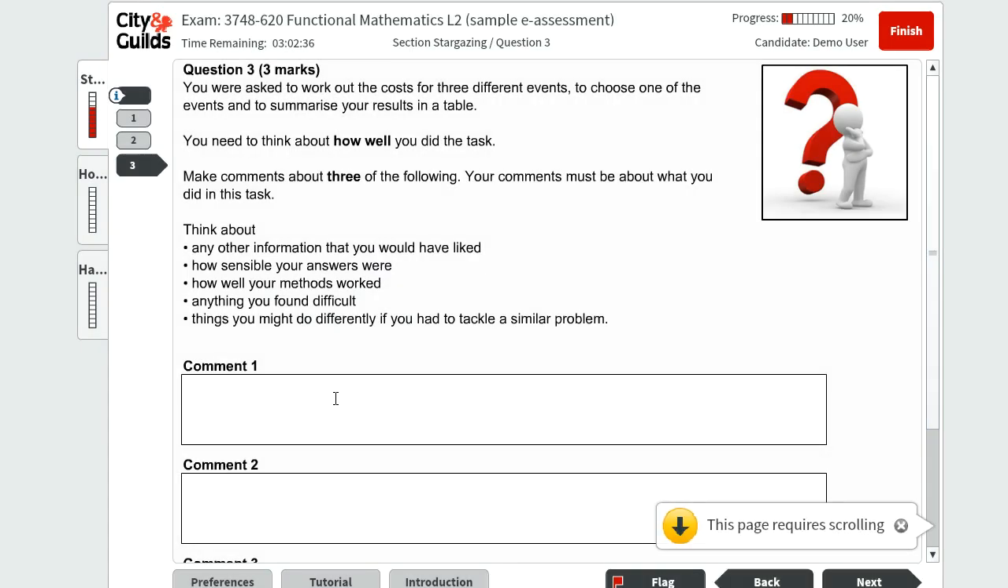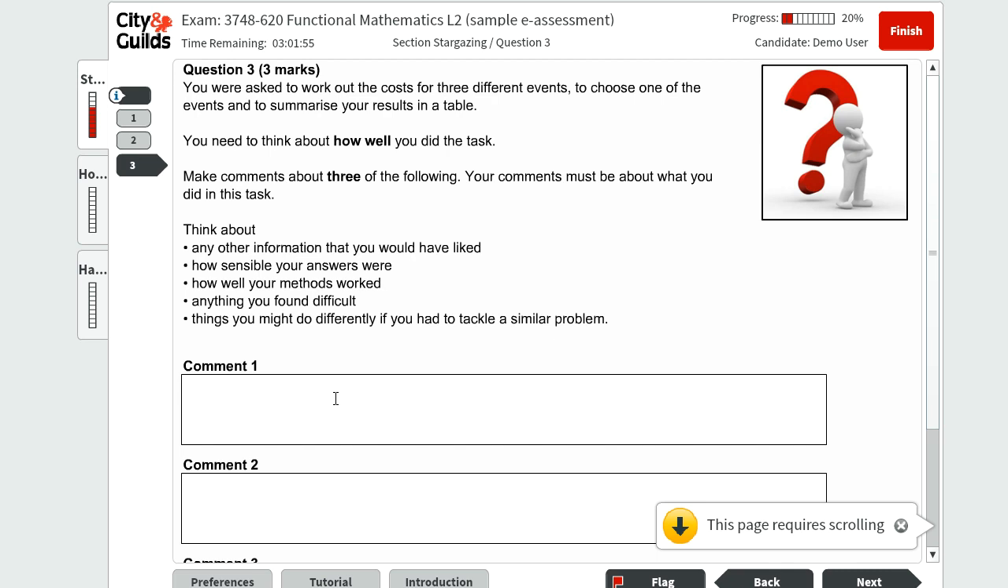This one, most of our learners find it trickier. The first thing I would suggest for you is to start with the prompts given. The question 3 is saying, you are asked to work out the cost for the 3 different events. To choose one of the events and summarize your results in a table, you need to think about how well you did the task. Make comments about the 3 of the following. Your comments must be about what you did in this task. They're asking us to think about any other information you would have liked, how sensible your answer were, how well your methods worked, anything you found difficult, anything you would do differently if you had to tackle a similar problem.